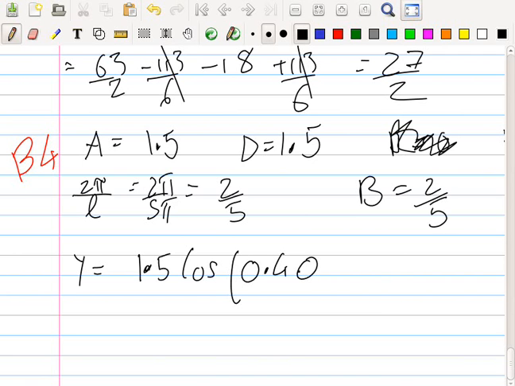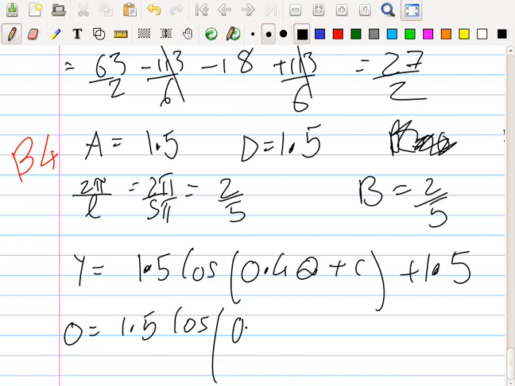Put a number in. Yes. What number to put in? Pi over 2 and 0. You should put this point in. Pi over 2 and 0. So you have 0 equals 1.5 cos (0.4 times pi over 2 plus c) plus 1.5.